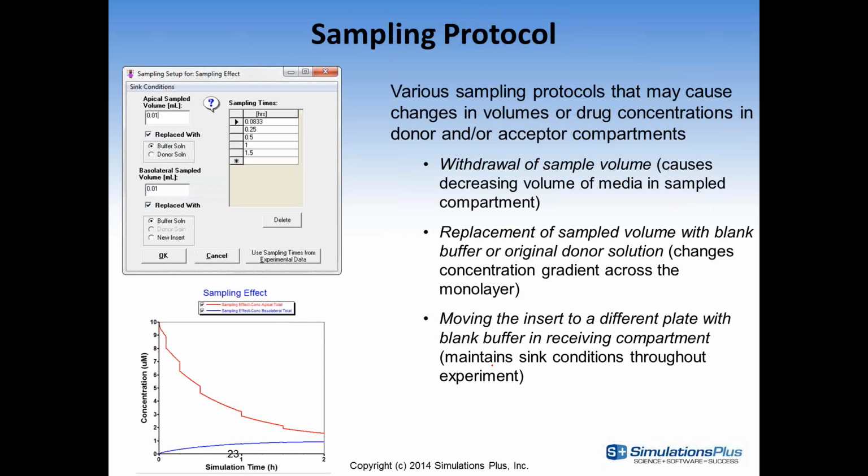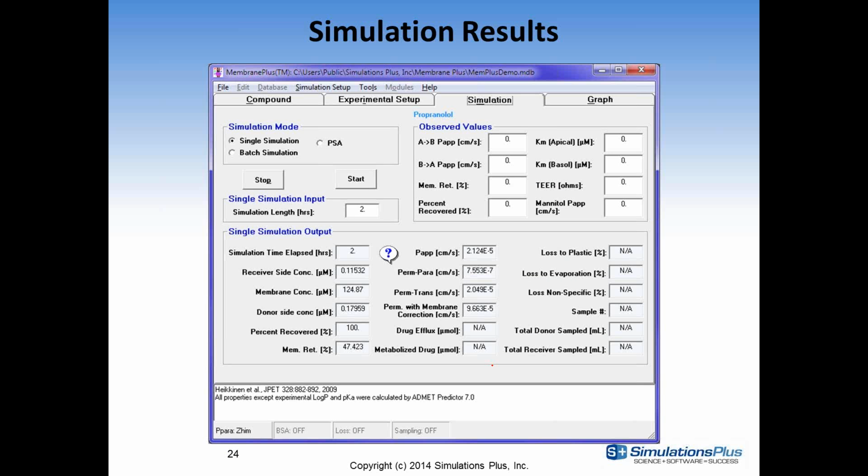We can set up a sampling protocol in which we take a sample and either replace it or not replace it. So, we keep track at each point of a sample what the volume change would be and how that might affect concentration. And then we can provide simulation results.